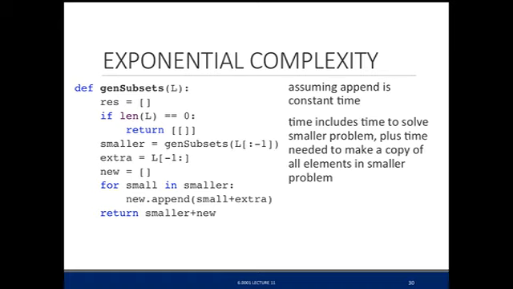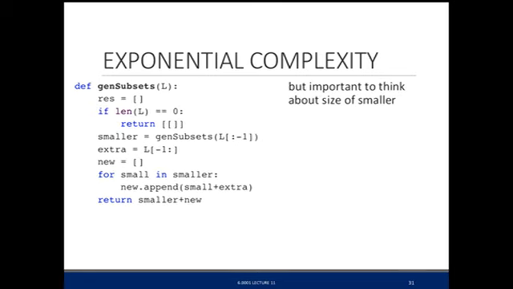The time I need to solve this problem includes the time to solve the smaller problem. That recursive call, I know that's going to be linear. But I also need the time it takes to make the copy of all the things in that smaller version. So how big is that? Oh, crud number 2.